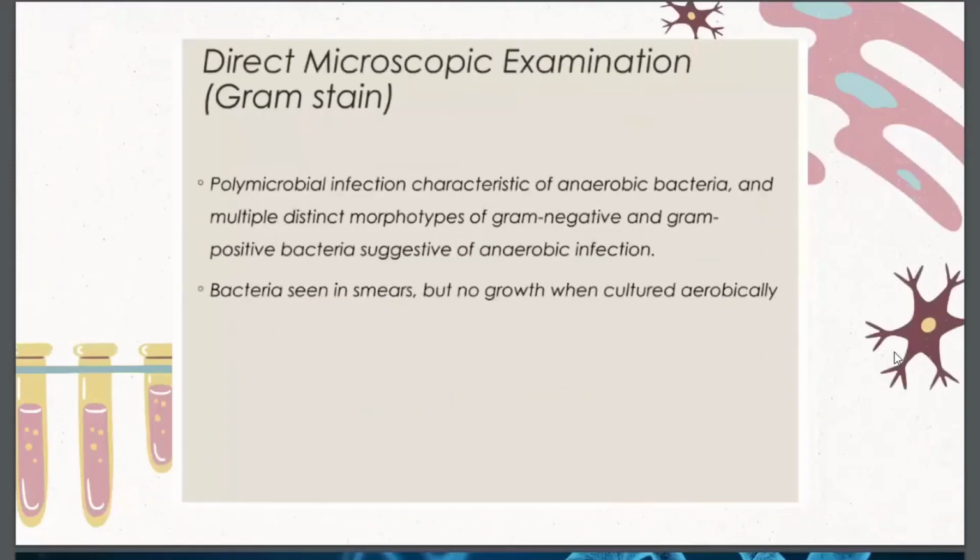Next is the direct microscopic examination, or the Gram stain. Polymicrobial infection, characteristic of anaerobic bacteria, and multiple distinct morphotypes of gram-negative and gram-positive bacteria are suggestive of anaerobic infection. Bacteria are seen in smears but there is no growth when cultured aerobically.